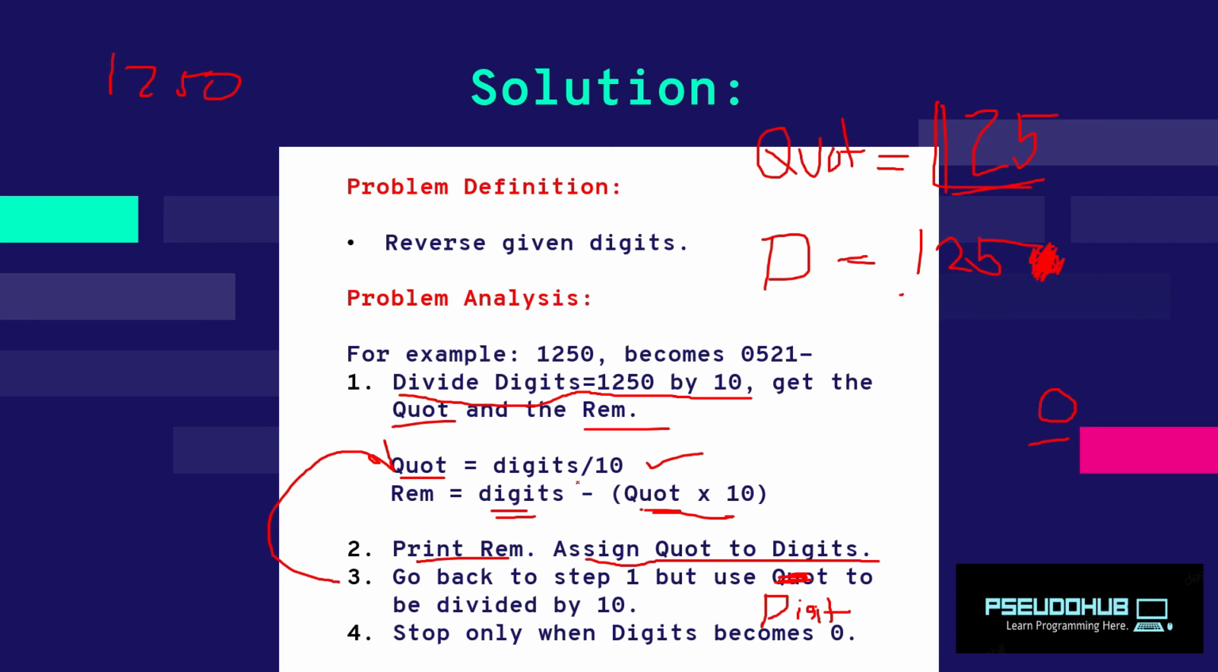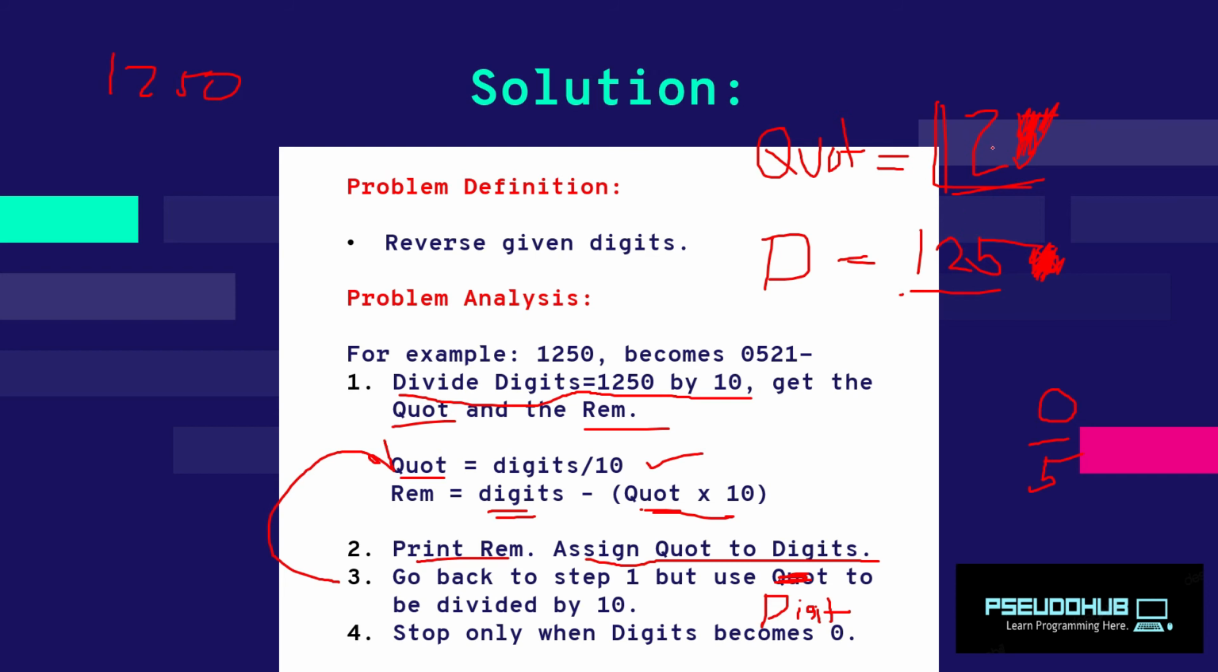So digit divided by 10. What is our digit now? It's 125, so divided by 10 equals 12. The value of quote changes to 12. Quote is 12 times 10, that equals 120. So 125 minus 120 equals 5. Print the remainder, that's 5. Assign quotient to digits.